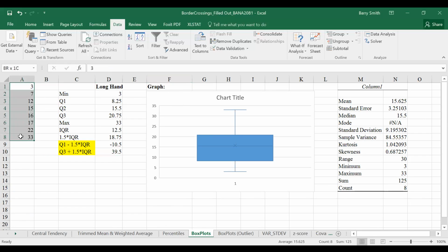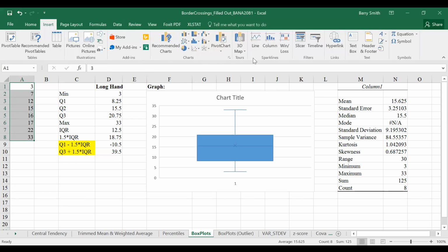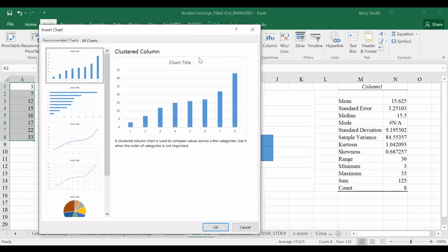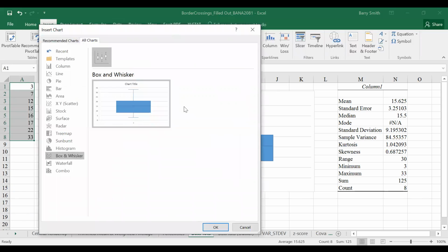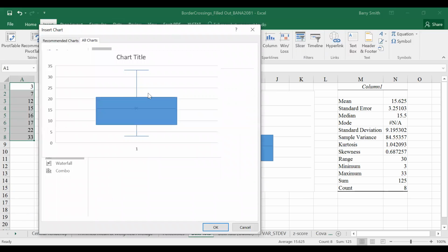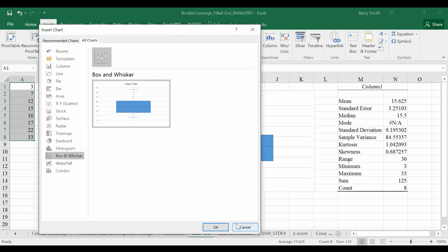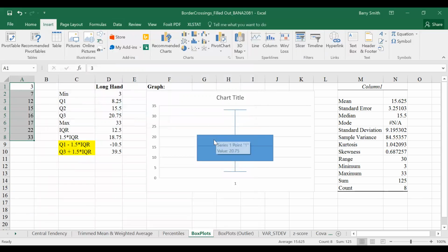If on the newer versions, you can actually do box plots. So you insert and you choose a graph, and you go down here to the box and whisker, and that's what it looks like. I'm not going to insert it because we've already got it, but that's how you would choose to get the box plot.